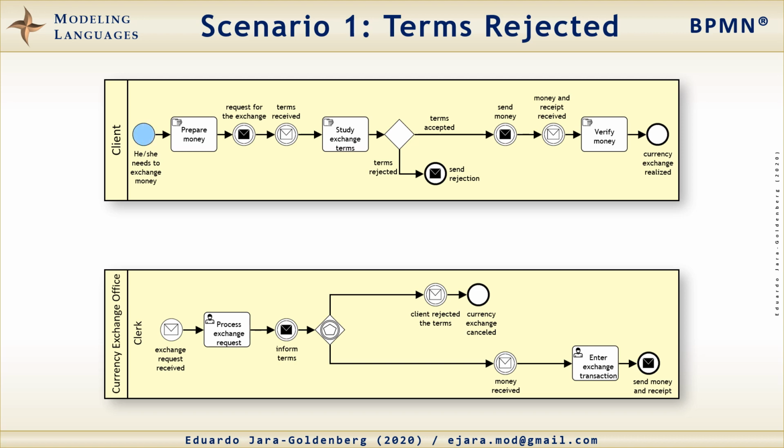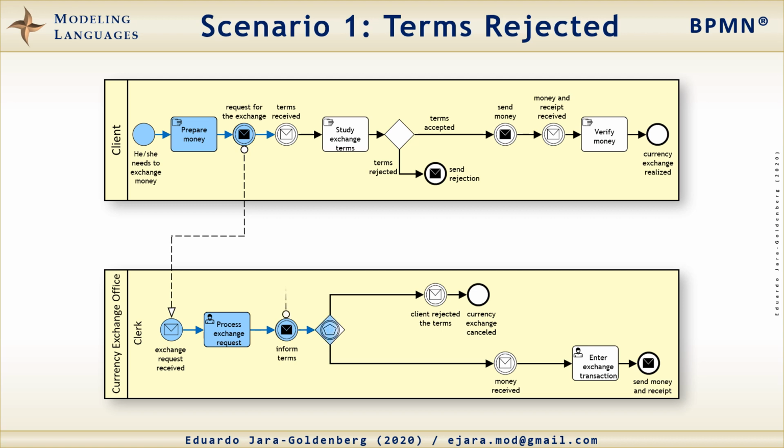The client's process starts. His first action is to carry out a manual task. Then, he sends a message to the currency exchange office, and proceeds to wait for an incoming message with the currency exchange office's response. When the client's message arrives, the currency exchange office's process begins. The clerk proceeds to carry out a user task.